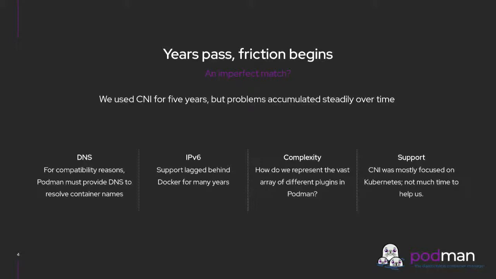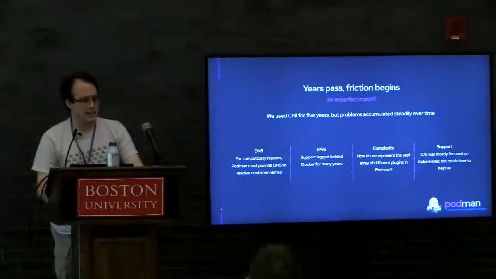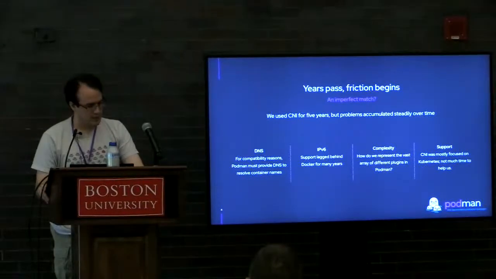So, years passed and friction began to set in. Kubernetes and CNI have a model where they have a cluster, a bunch of different containers, a bunch of different nodes talking to each other. Podman has a single node model, where we have one node, one set of containers. And there's some friction inherent there between what we are trying to accomplish versus what CNI is trying to accomplish. And as time went on, the architectural differences were just making things different.